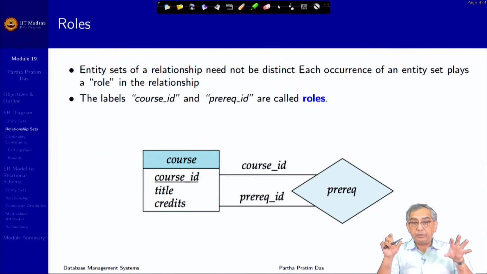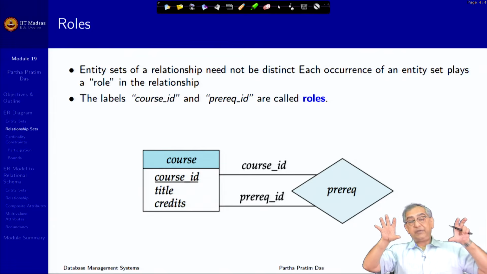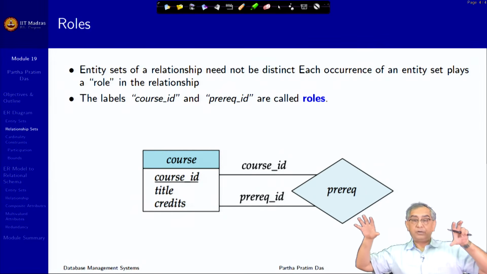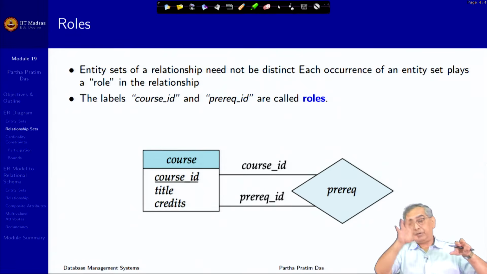Because you need two. So, on one side you call it a course ID, on the other side you are calling it a prerequisite ID. You are giving a new name, because there are two instances of the same relation. So, by name it is the same course.course ID, course.course ID. So, kind of here you make use of the renaming concept we had used. So, whatever is a prerequisite you call it the prerequisite ID.